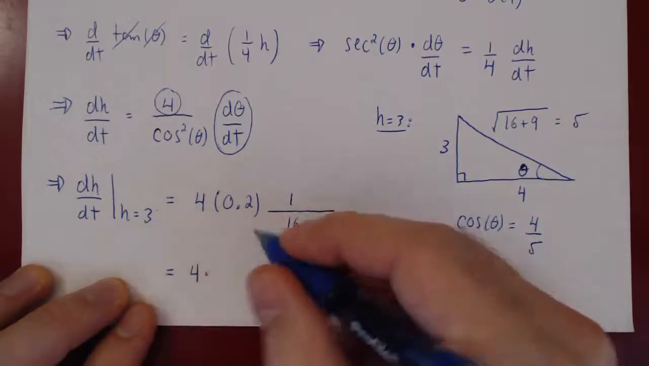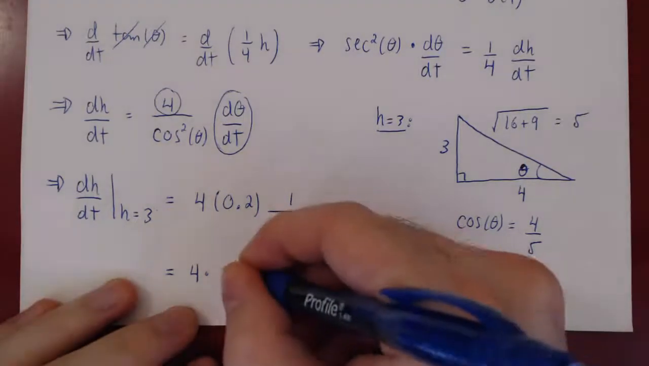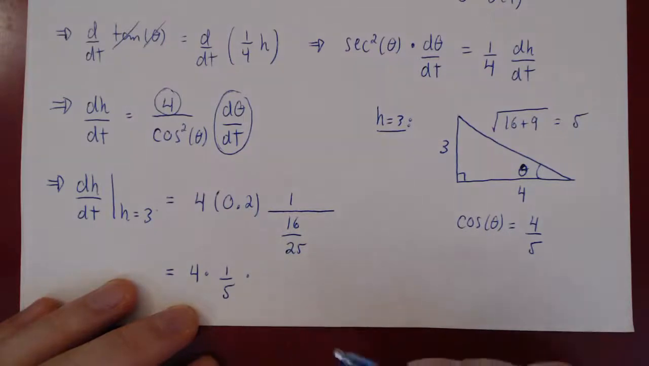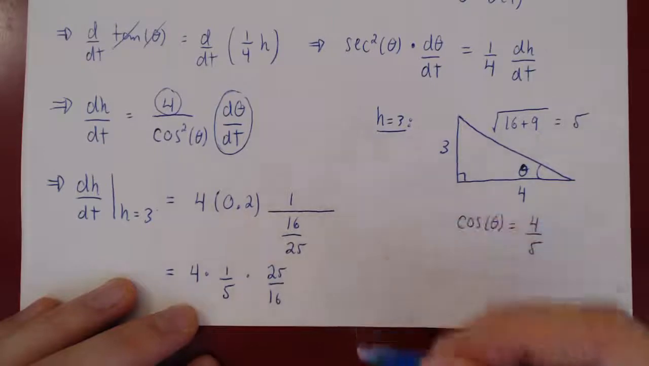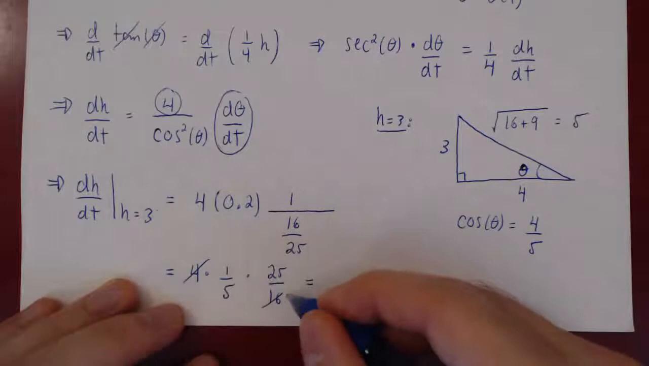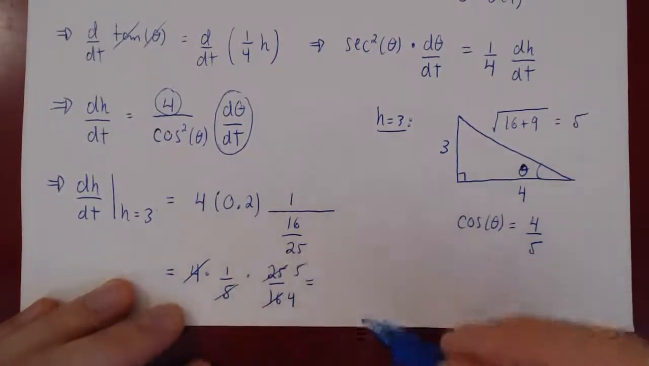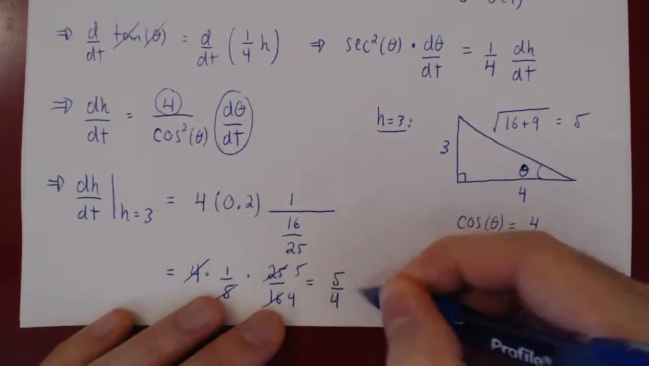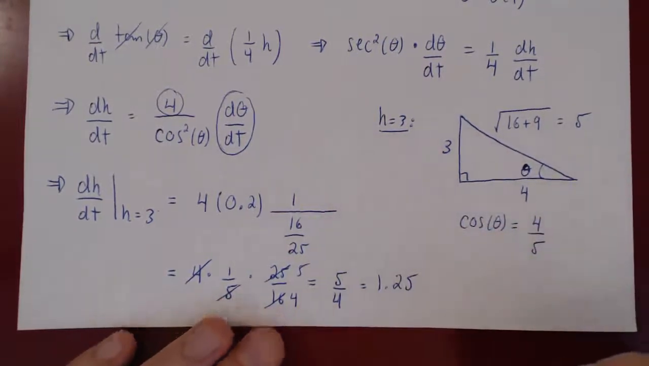4 times, if you want 0.2, that's 2 over 10, which is 1 over 5, so times 1 over 5. If you divide by a fraction, you multiply by the inverse, the reciprocal, so it'll be times 25 over 16, and we can simplify quite a bit here. Cancel the 4 with the 16, you're left with the 4 on the bottom. Cancel the 5 with the 25, you're left with the 5 on top. So all you're left with is 5 over 4. If you want, this is 1.25. And now we have our final answer.